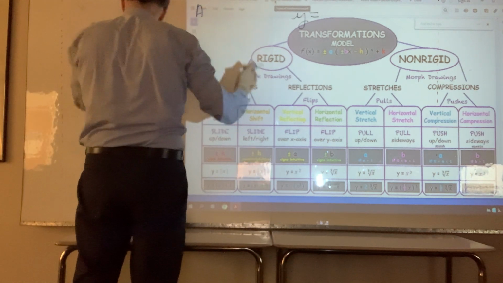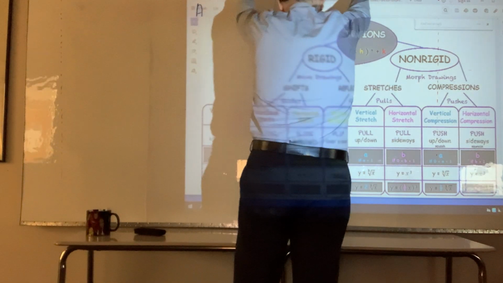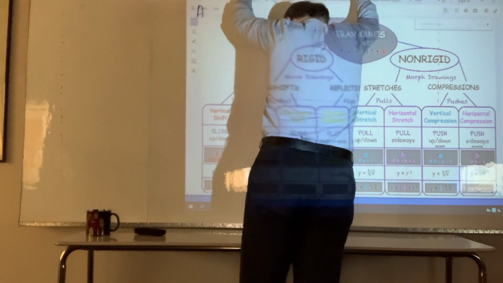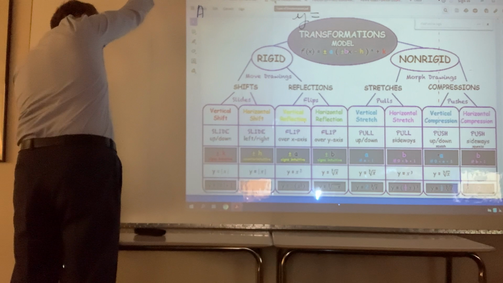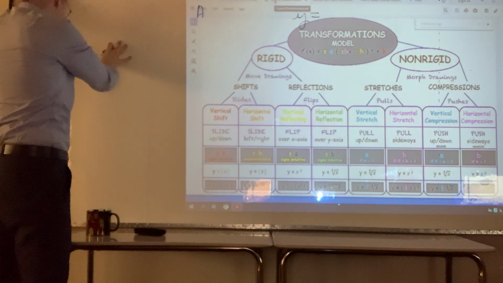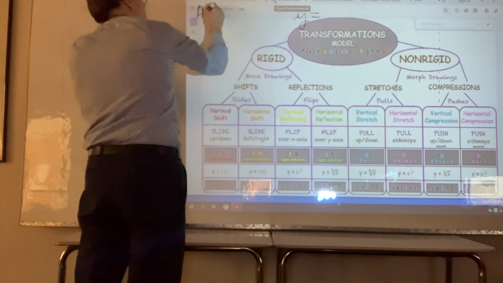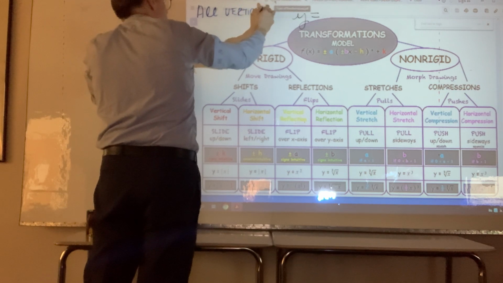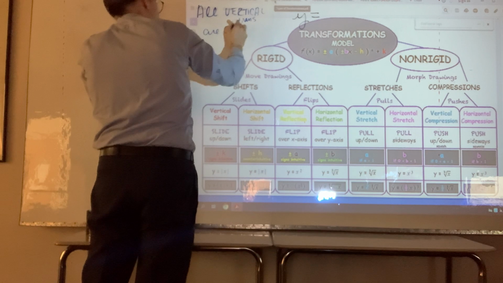Anyhow, all the vertical transformations are outside the function.